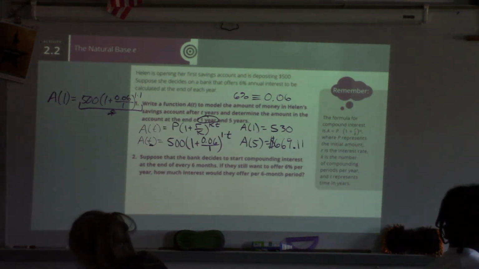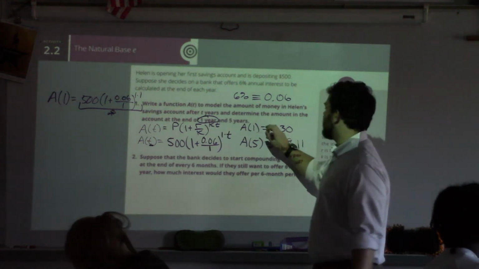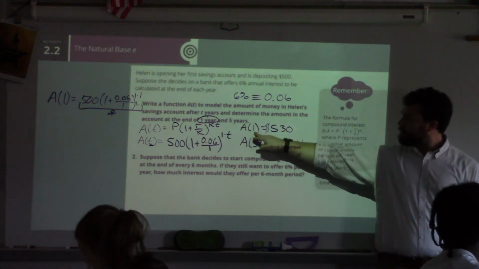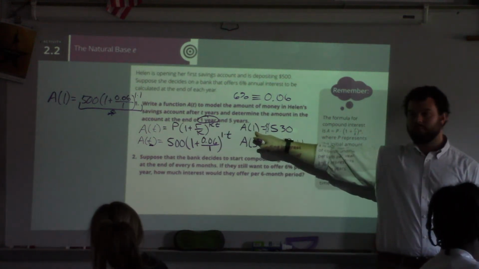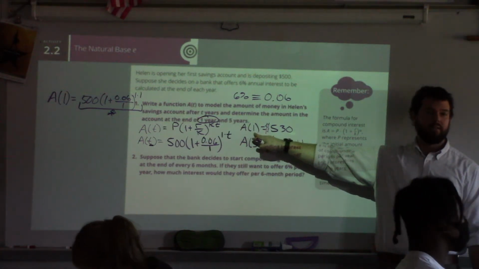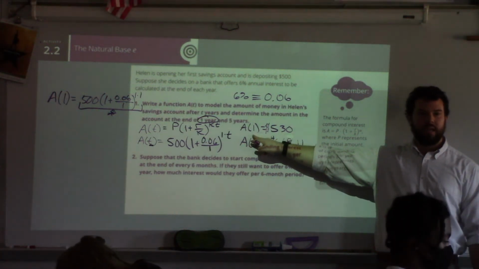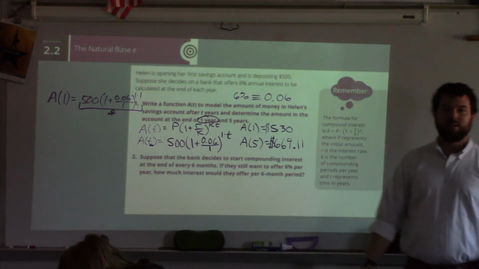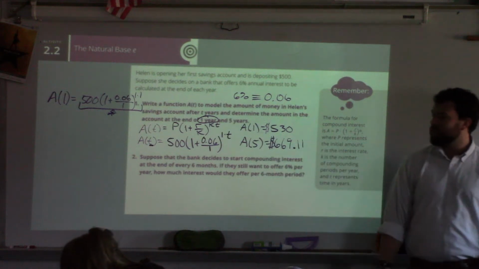Is the 530 money too? Yes. Isn't she investing money? Yeah. And so what are we saying here? 1 what? 1 year. Remember, that's time. 1 year after investment, Helen's money is worth $530. 5 years after investment, $669.